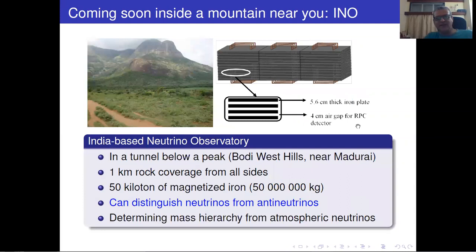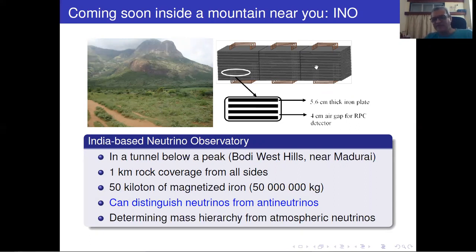Just to mention, in India, we are hoping to have the India-based Neutrino Observatory coming up very soon. It will be below the same mountain that you saw in my title slide. This is a very special detector, the kind of which is nowhere in the world. It's going to be an electromagnet, 50 kilotons of it, the largest one ever built so far. It is going to be put inside a tunnel inside these mountains called the Bodi West Hills near Madurai.